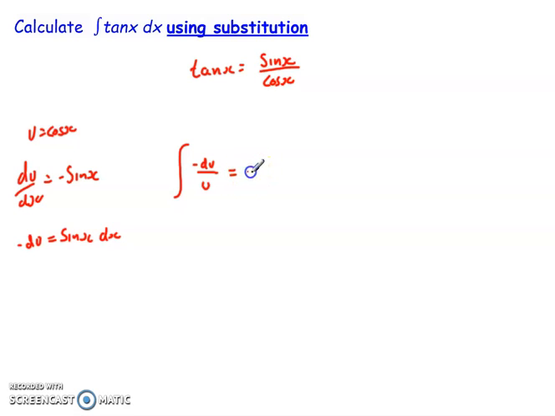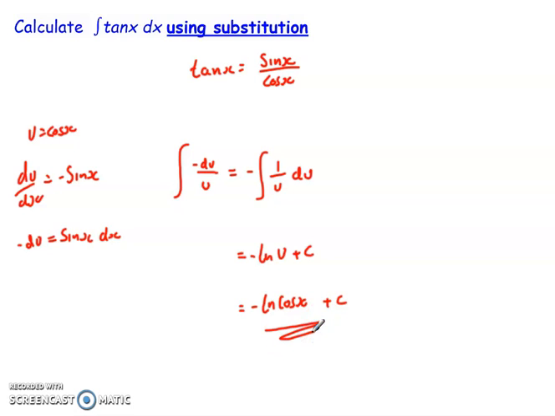I can rewrite that as negative integral of 1 over u du, and we know that the integral of 1 over u is equal to ln u. So it then becomes negative ln u plus c. We know that u is cos x, so substitute back in for it, and we then end up getting negative ln of cos x plus c.